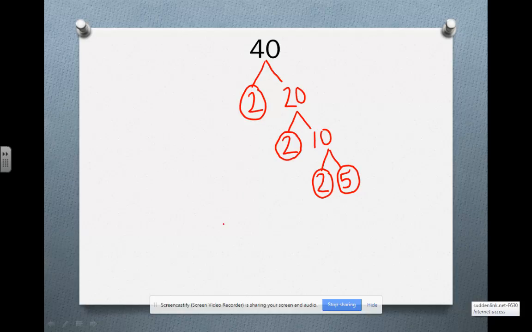So now I'm going to write this in expanded form. I have 2 times 2 times 2 times 5. That's my expanded notation. And as I write it in exponential, I have a base of 2, and that occurs 3 times. 2 times 2 times 2, so it's written as 2 to the third power times 5.